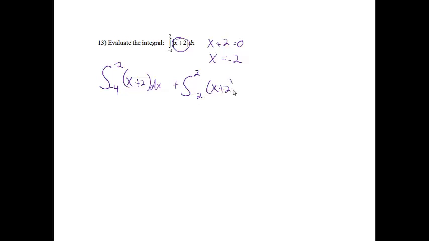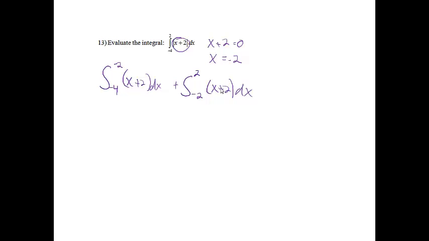Problem number 13, evaluate the integral of the absolute value of x plus 2 from negative 4 to 2. Since it is an absolute value, we do want to split it into two separate integrals. To figure out where to split it, we're going to set the inside equal to 0. And if I solve for x, I'll get x equals negative 2. So I'm going to split going from negative 4 to negative 2 of x plus 2. And then we'll add the integral from negative 2 to positive 2 of x plus 2 dx.